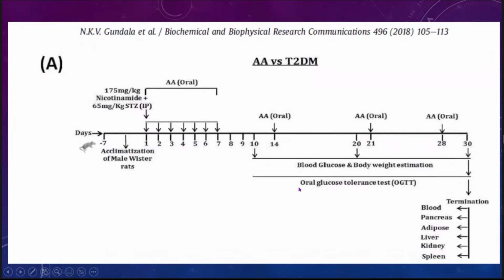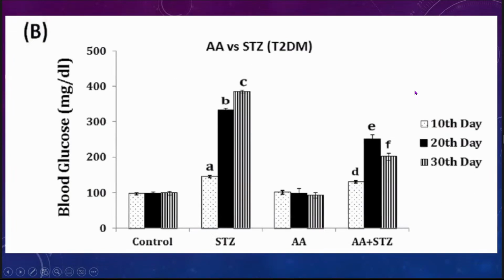Then, of course, we did all the experiments, looked at the plasma glucose levels, insulin, and so forth. We took several tissues and looked at all those tissues. Here you find that the plasma glucose levels are extremely high in the type 2 diabetes animals. We measured it on 3 occasions, on the 10th day, 20th day, and 30th day of the experiments. On the 10th day it is also high, but by the 20th and 30th day, the levels go up to almost 400 milligram percent.